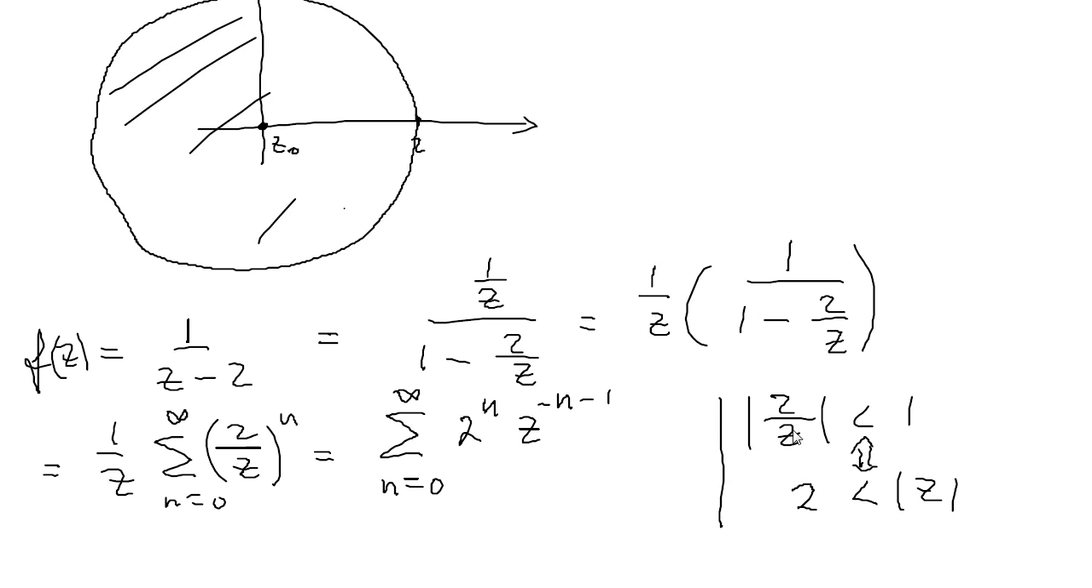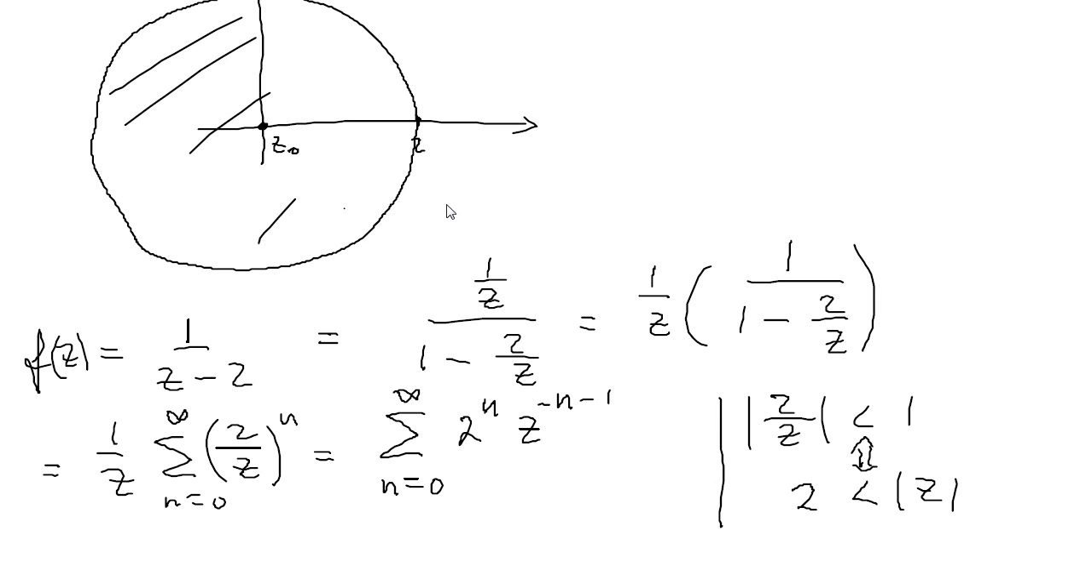Therefore, the absolute value of 2 over z must be less than 1. And multiplying with the absolute value of z on both sides of this inequality, I obtain that z must be larger than 2. In the other Laurent expansion, I found the expression valid for z less than 2. So this is the remaining part of the complex plane.